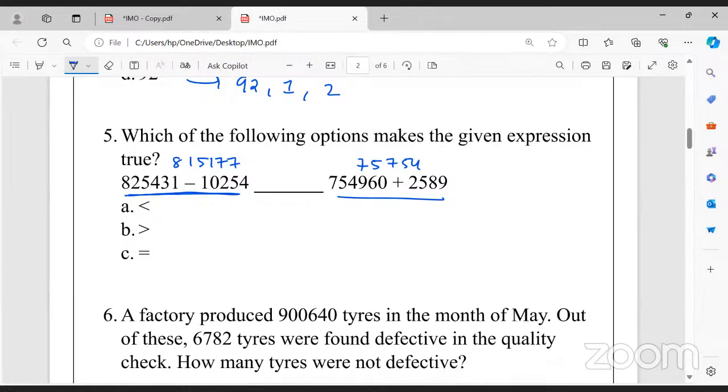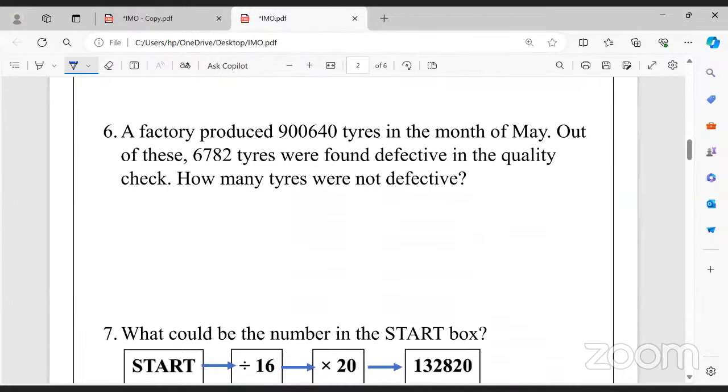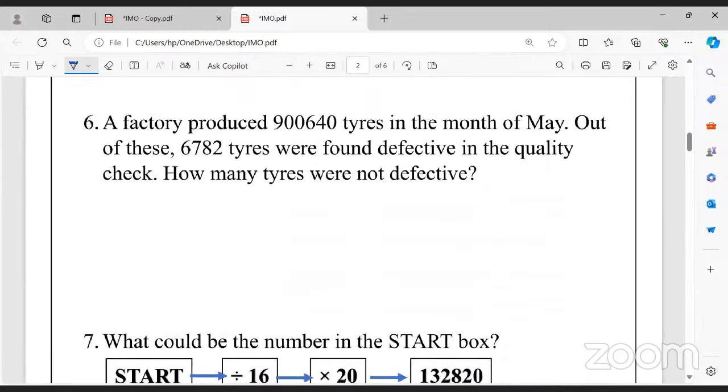Which is the greater number? This. B is the right answer. Correct? Okay, coming to the next question.